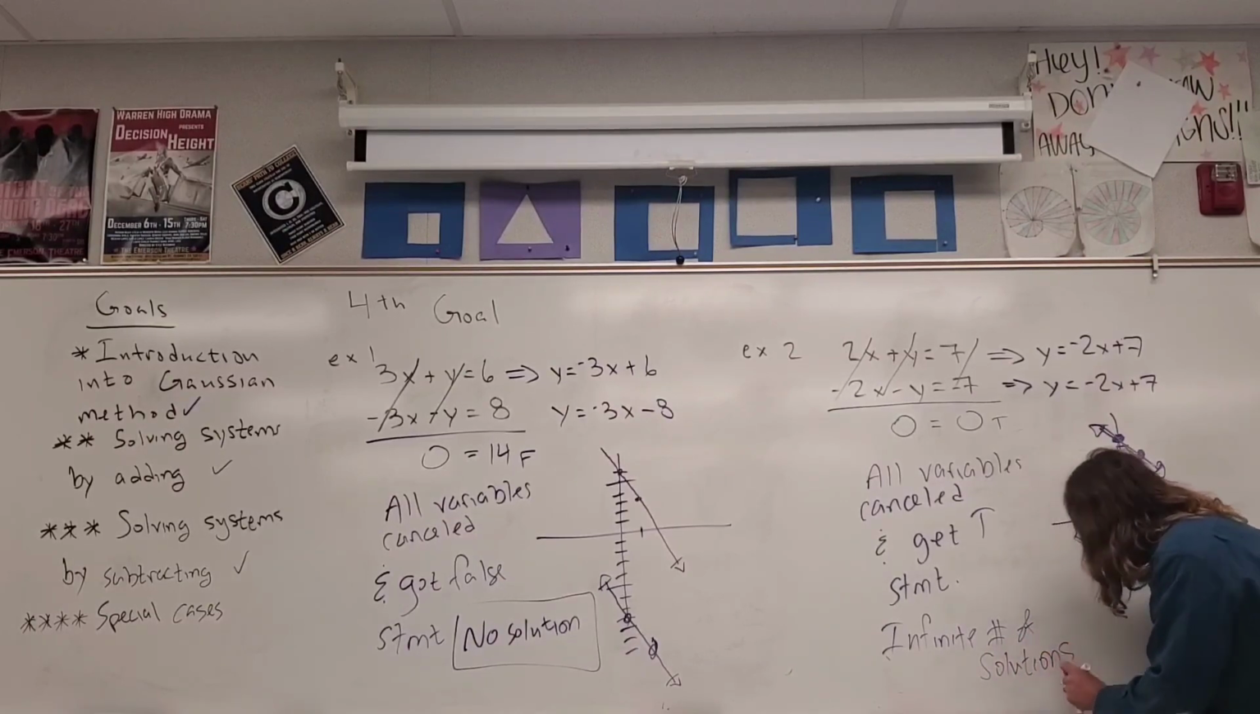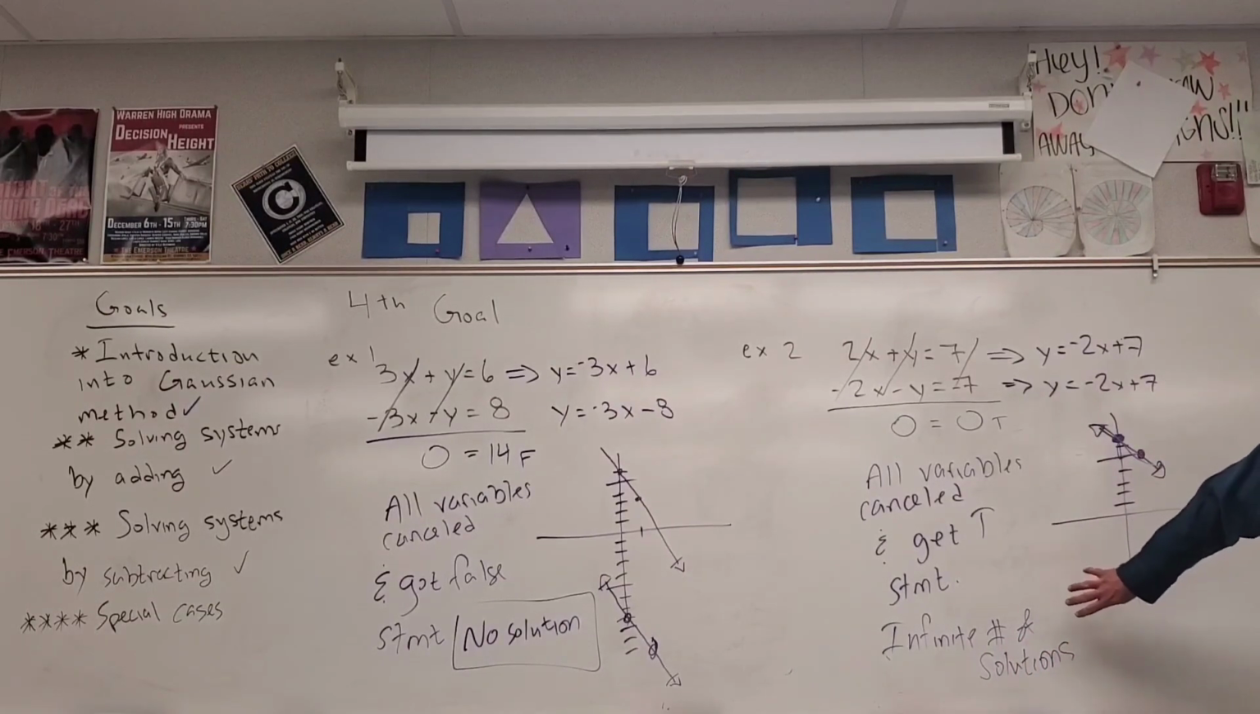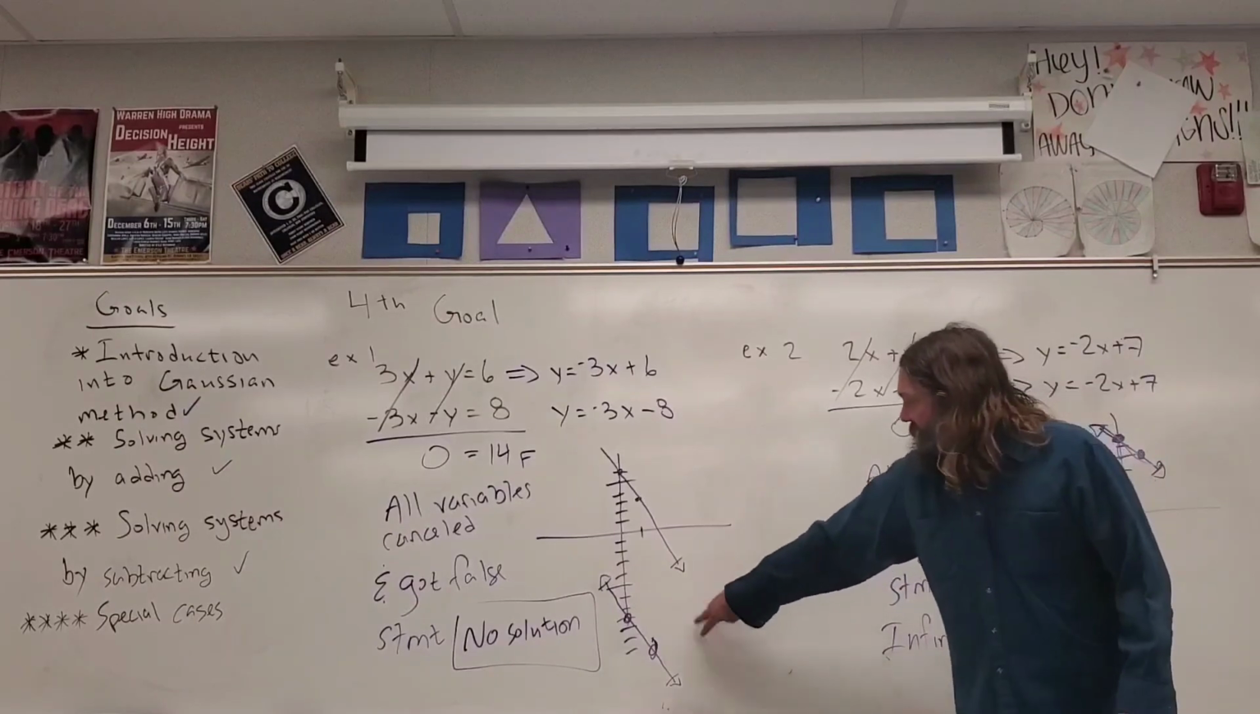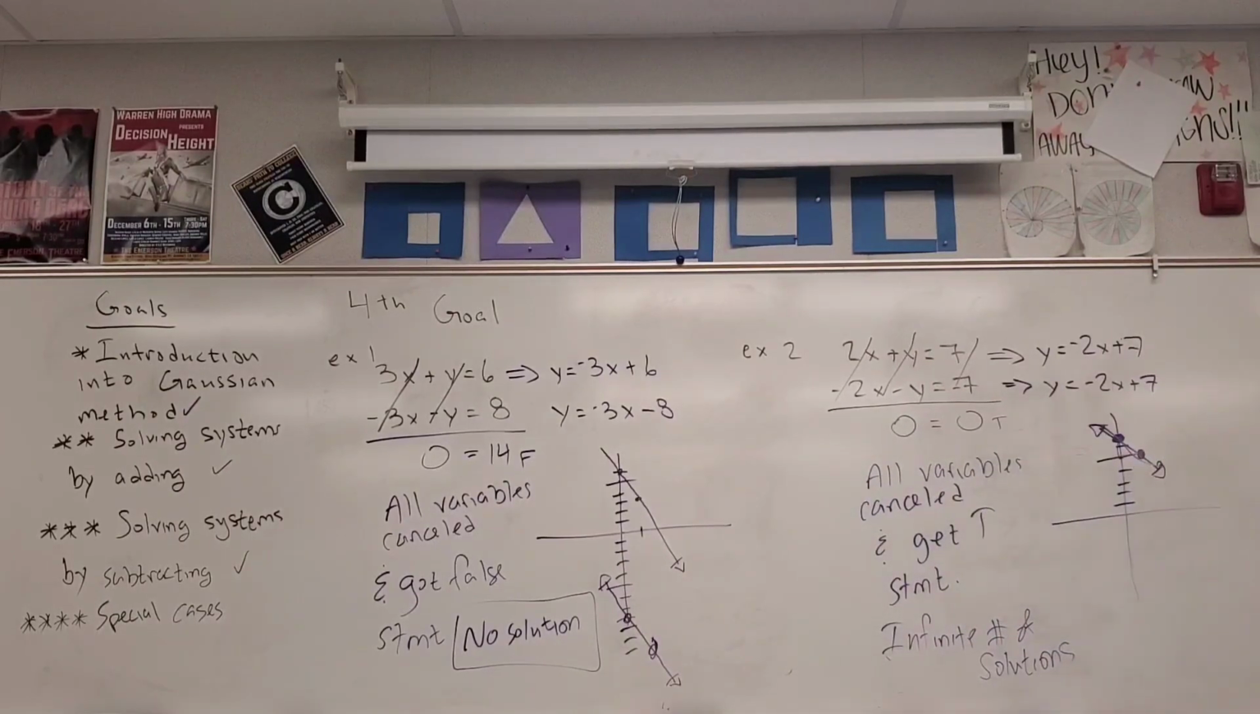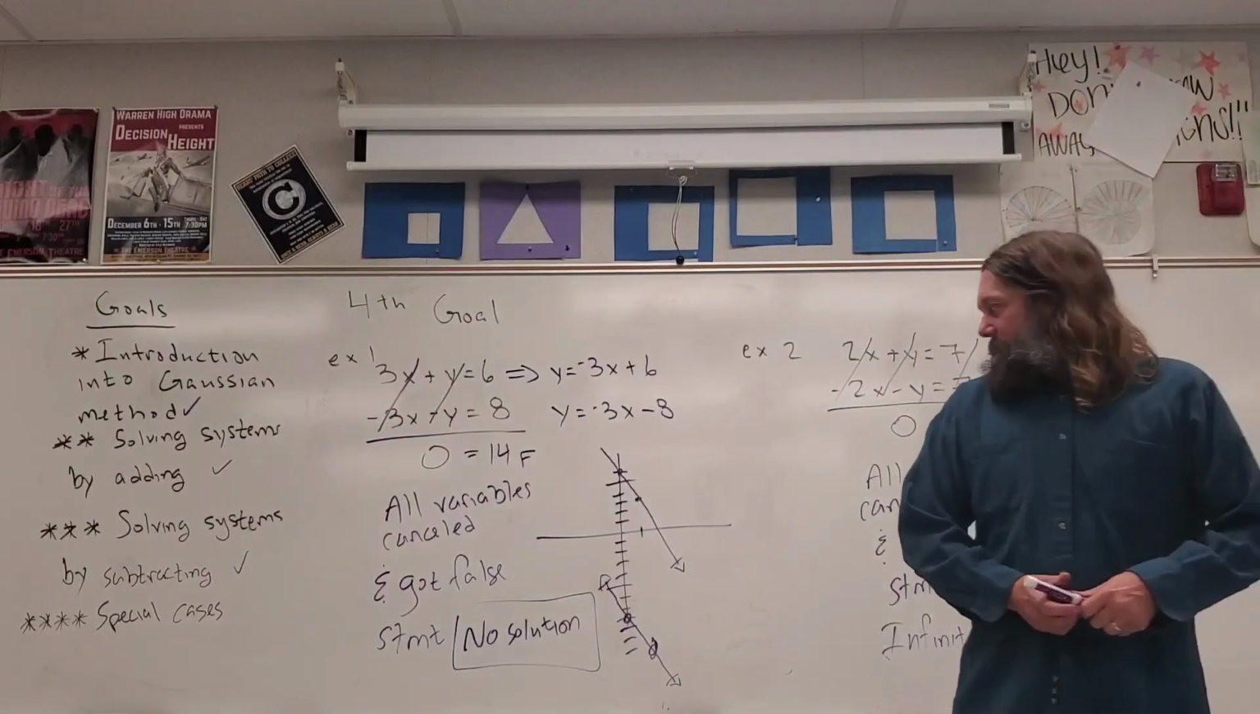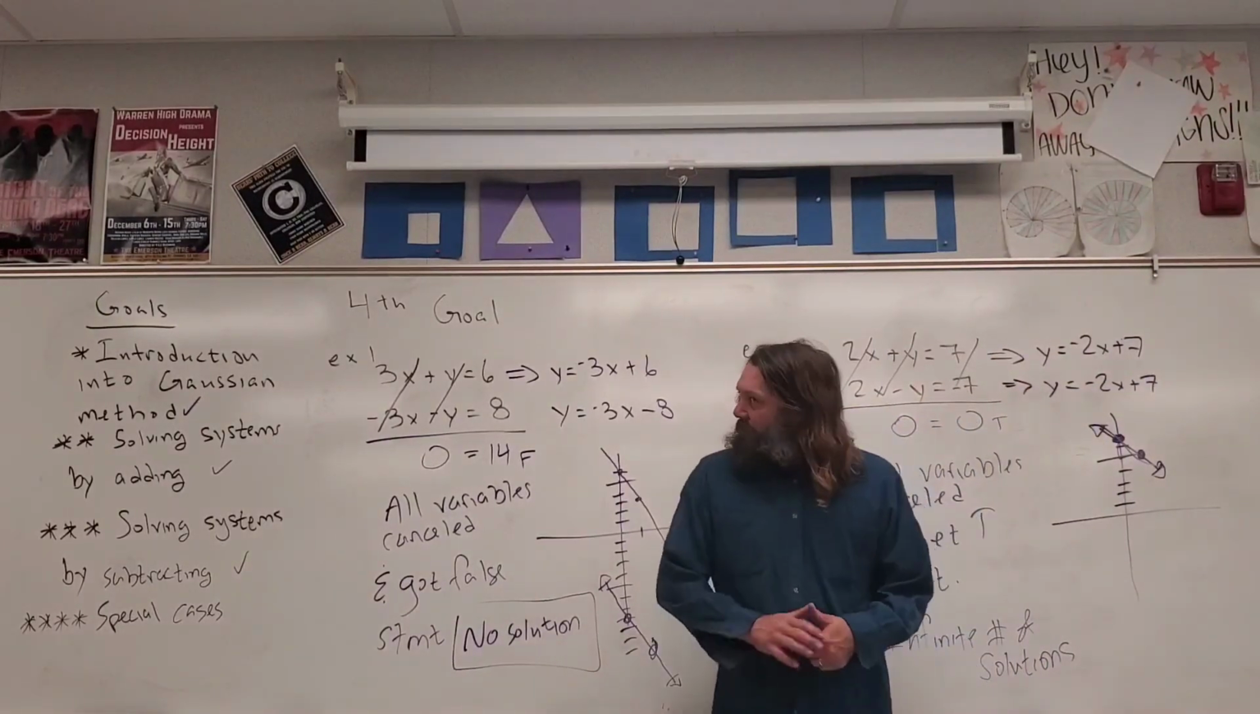Which is a consistent system that's dependent. This is an inconsistent system. Our first examples 2 and 3, those were consistent, independent systems. So hopefully this makes sense.